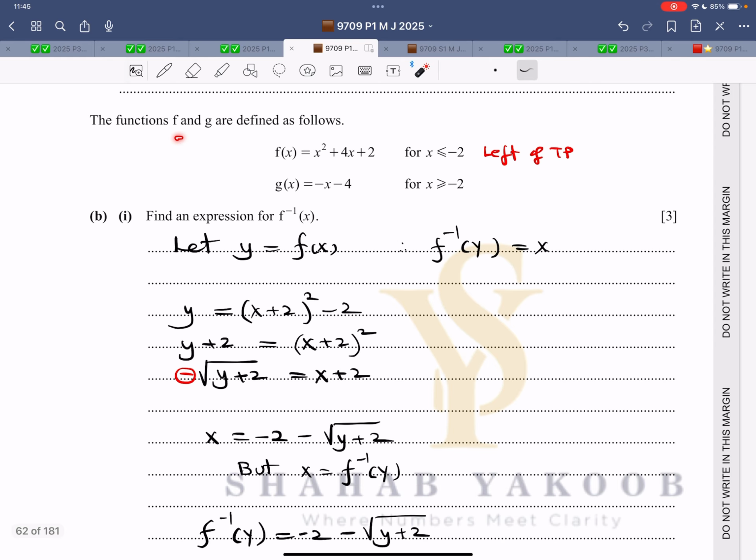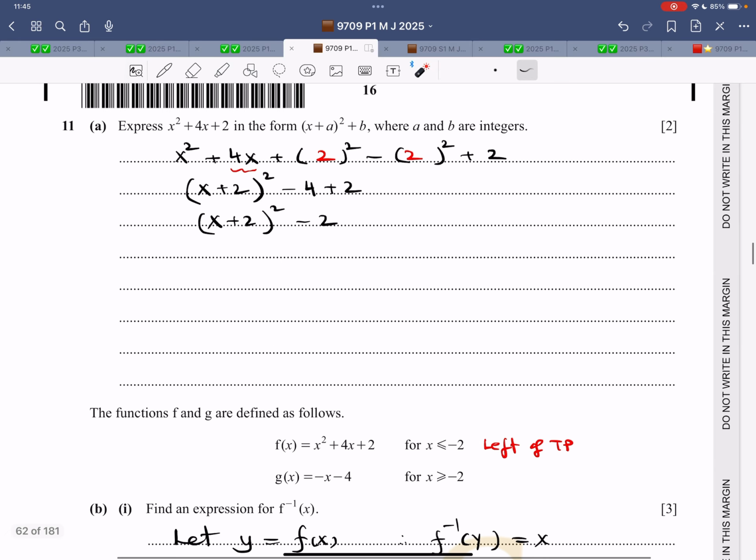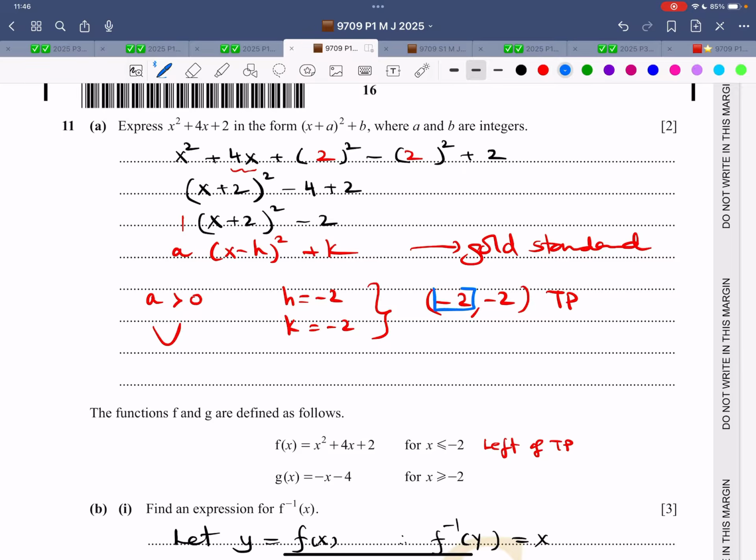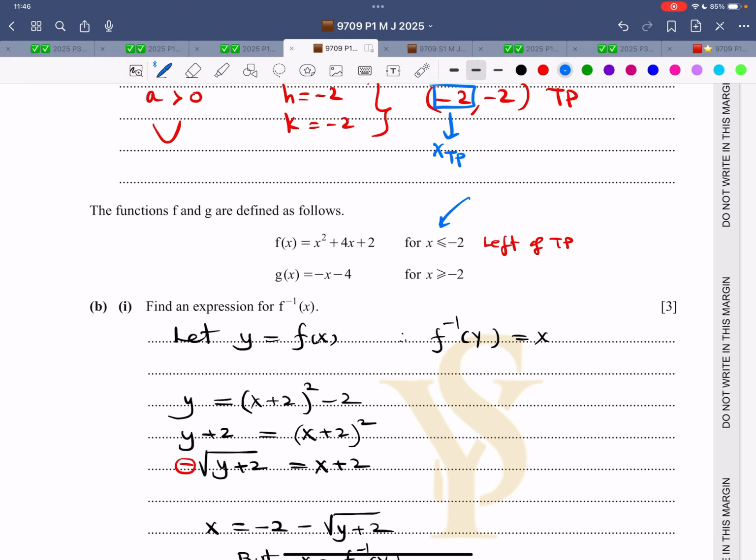Now it says the functions f and g are defined as follows. f(x) is this. We are going to the left of the turning point. So if I compare this with a(x minus h) whole square plus k, that is the gold standard. That is the one that we compare things with. So therefore a is positive. That means the graph has a minimum point. Minus h is 2, h is negative 2. k is negative 2. Therefore negative 2, negative 2, that's the coordinate of the turning point. Focus on the x coordinate of the turning point, and over here we are going to the left of the turning point.